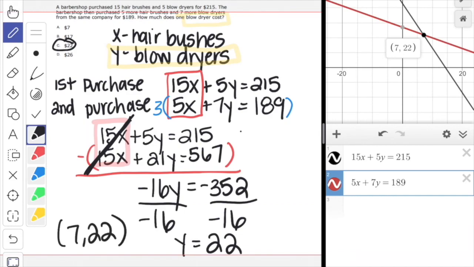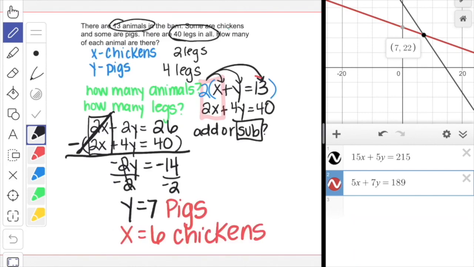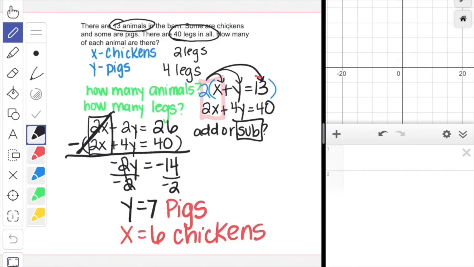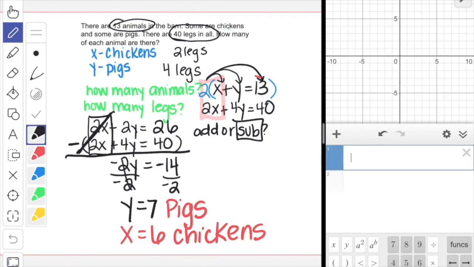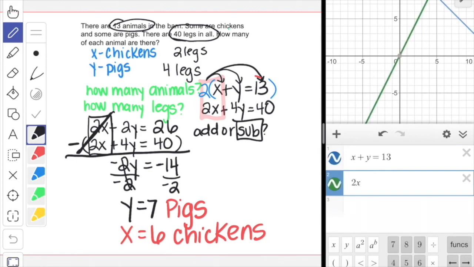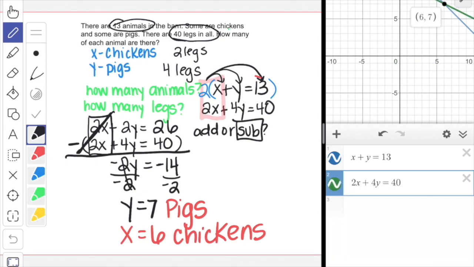Also, I'm going to go back to the previous problem. We did not check this in Desmos, but you can do it the same way with the chicken and the pig. So I have x plus y equals negative 13. And then I have 2x plus 4y equals 40. And again, we got 6 and 7. And we were solving for both of them. So we need to find the number of pigs, number of chickens. So chickens is 6, pigs is 7. Okay.